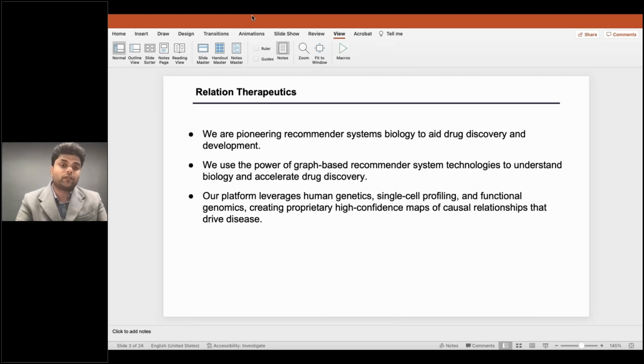So before going further, I would like to obviously introduce Relation Therapeutics to everybody. So we would like to call ourselves pioneers in recommendation systems in biology, in aiding drug discovery as well as development, both stages of the pipeline we are focusing on. But right now, our primary focus is on the discovery side of things. So to build this recommendation system, what we use is graph-based systems, to really understand the biology and accelerate the process. To do so, we use multiple different data sources, all the way from human genetics, single cell profiles, functional genomics, and we also try to generate internally a high confidence causal relationship map, which drives diseases.